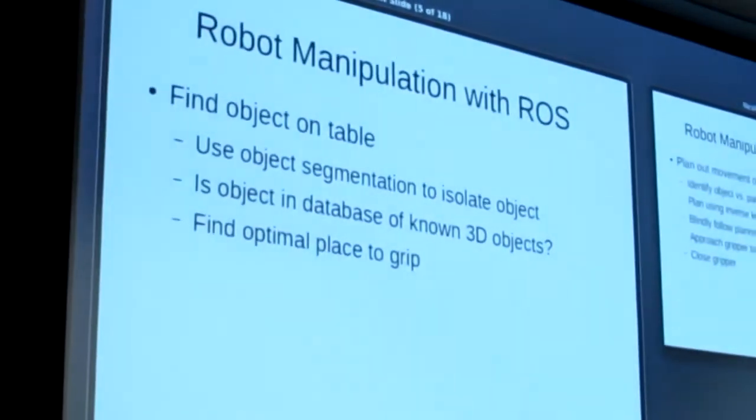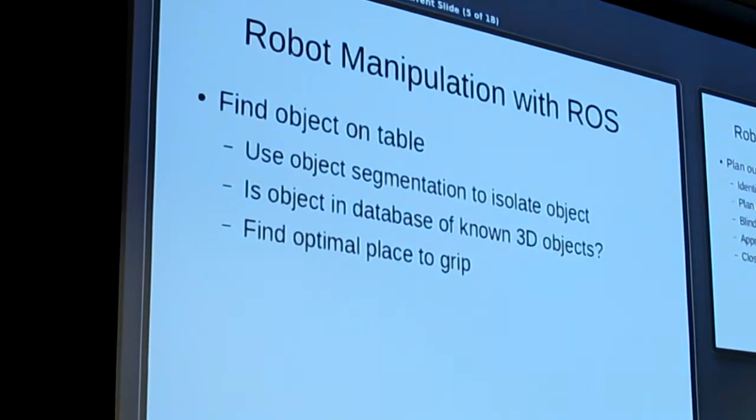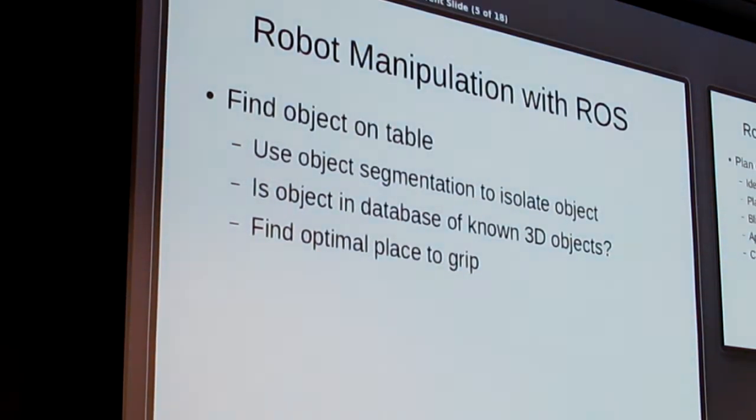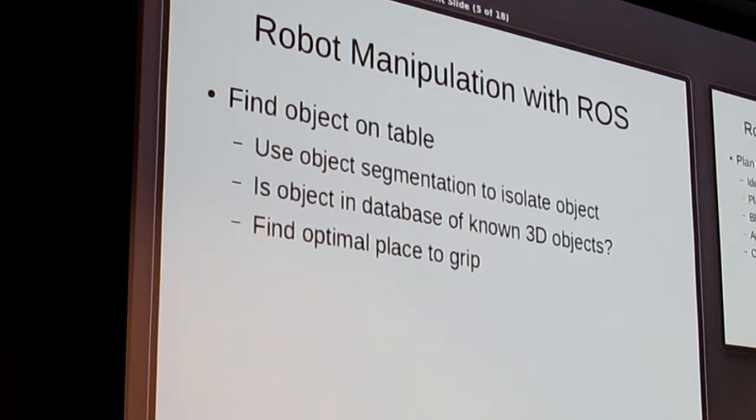Okay. So after that, you find the object on the table. You might use the PCL library to do object segmentation to isolate the object. And then you get this object, you look it up in a database of known 3D objects, and hopefully when you find it, it'll give you an optimal place to grasp it.